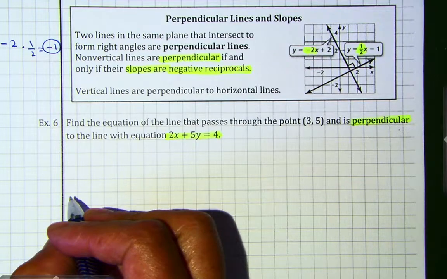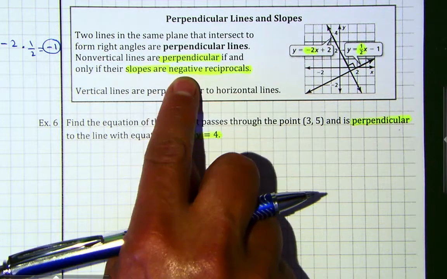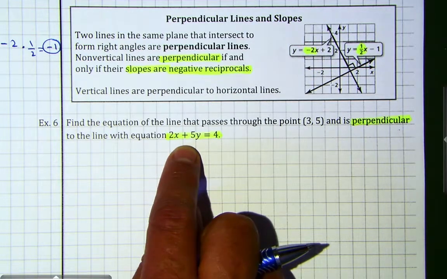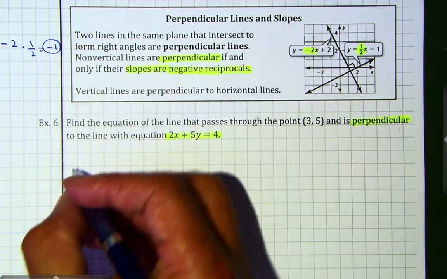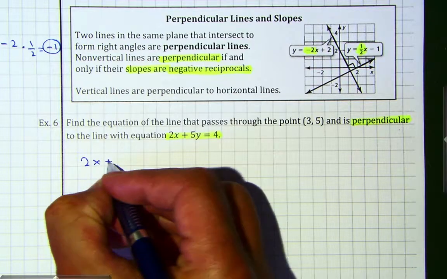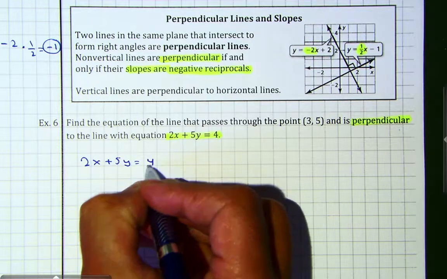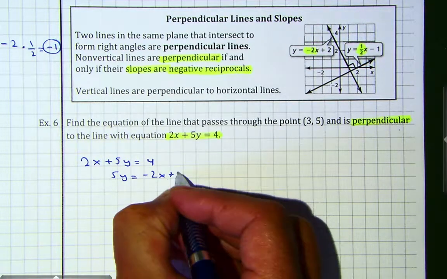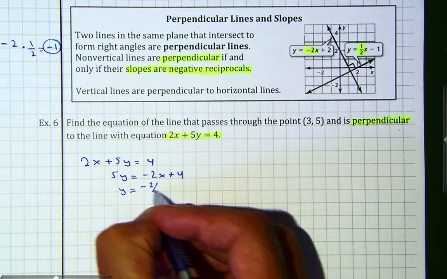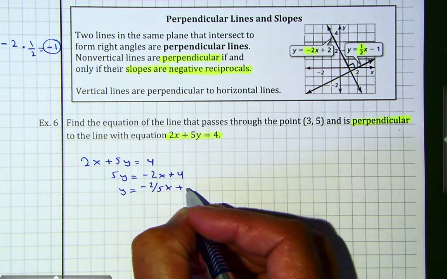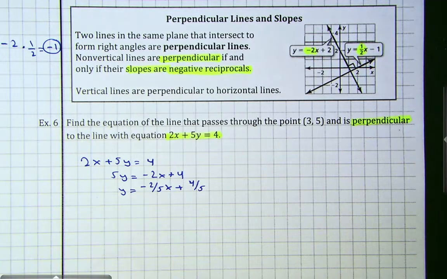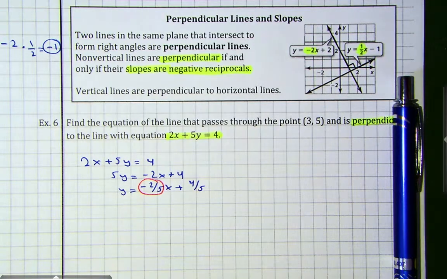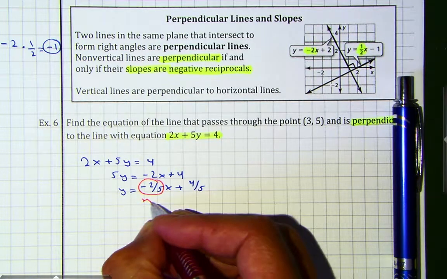And since they're perpendicular, I know that the slopes are the negative reciprocal. So I'm going to find the slope. And what can I do to find the slope? You can solve for y. So therefore, it'll be 2x plus 5y equals 4. So 5y is equal to negative 2x plus 4. So therefore, y is equal to negative 2 over 5 x plus 4 over 5. But the only thing I'm concerned about, or what I need this for, is to be able to find the slope of my new equation.